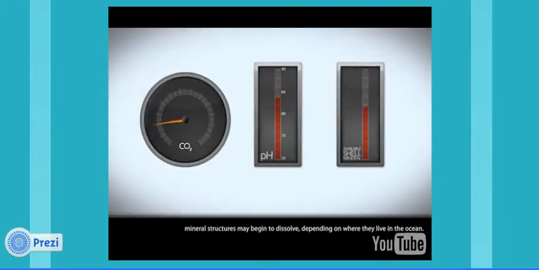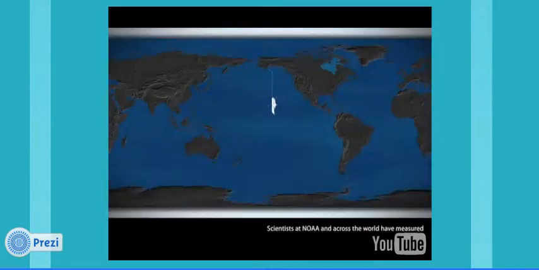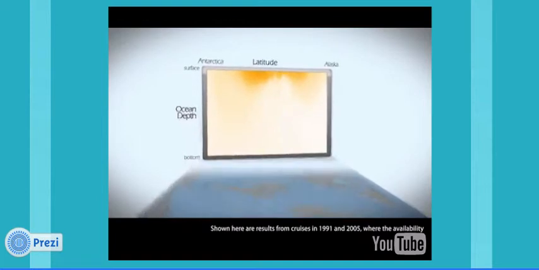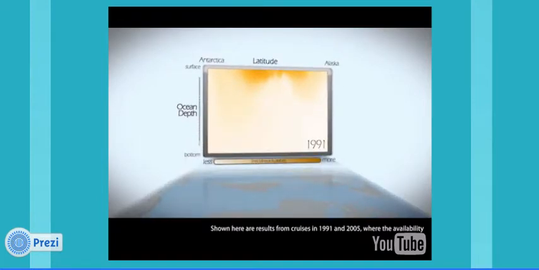How do we know that ocean acidification is happening? Scientists at NOAA and across the world have measured these chemical changes over the past 40 years during research cruises, taking hundreds of thousands of ocean water samples. Shown here are the results from cruises in 1991 and 2005, where the availability of the shell mineral was sampled.